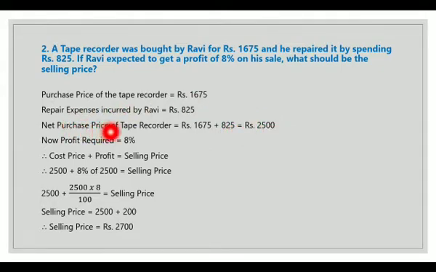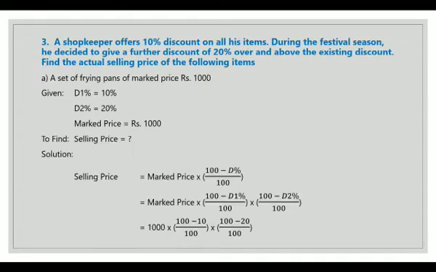Now profit required is 8%. So cost price plus profit equals selling price. So cost price is 2500 plus 8% of 2500 equals selling price. 2500 plus 2500 into 8 upon 100 equals selling price. So selling price equals 2500 plus, after solving this we get 200. When we add, we get rupees 2700. So selling price equals rupees 2700.